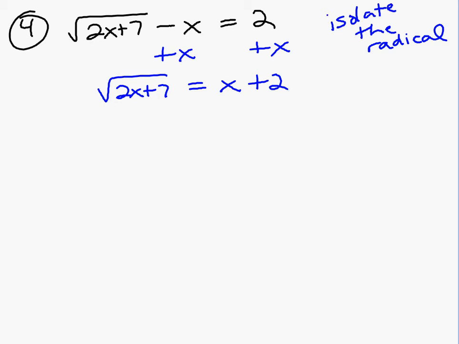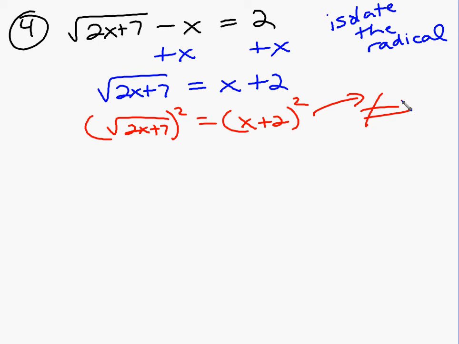Now, when I get ready to square this thing, I'm going to square this side, and I'm going to square this side. Make sure you use either the square of a binomial shortcut or FOIL on that right-hand side. This thing right here is not equal to x squared plus 4. That's a great big frowny face. This thing is x squared plus 4x plus 4. Make sure you don't make that mistake.